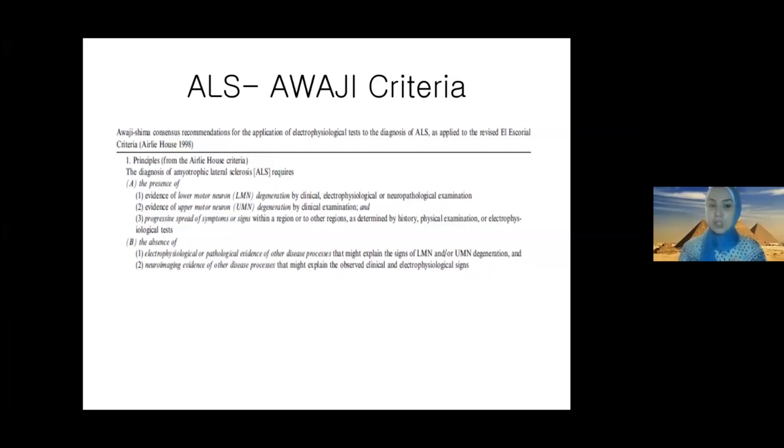And the neuroimaging evidence of any other disease. So I can only respect category A, which is the presence of lower motor neuron, upper motor neuron, and progressive symptoms, if I cannot explain the disease process by any other pathology.